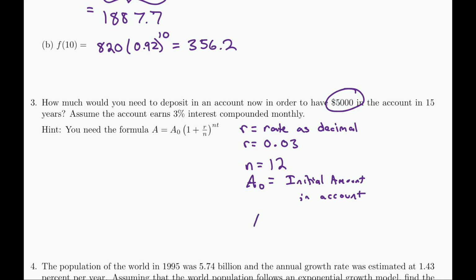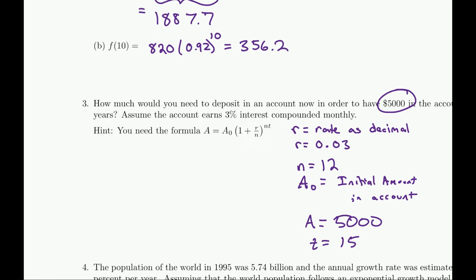We don't know that. The A in this case, we do know. We want to end up with 5,000, but that's on the other side of the equation there. And also T is time. And for this specific scenario, we were told that we were waiting 15 years. So the T is going to be 15.